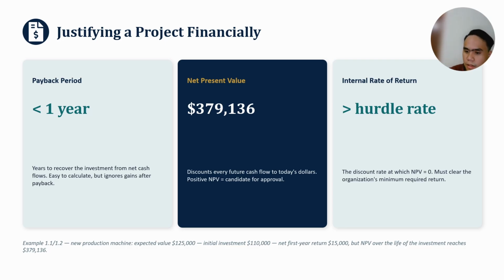Third is the internal rate of return, or the IRR. So the discount rate at which NPV equals exactly zero. So if a project's IRR is greater than the minimum rate the organization requires for typical capital investment, sometimes called a hurdle rate, often 10 to 20%, the project clears the bar for consideration.